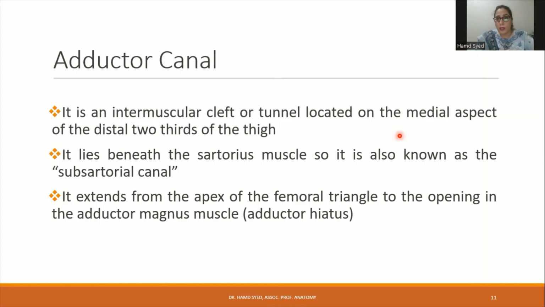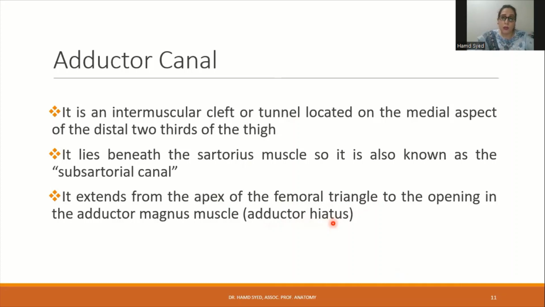This is a very commonly asked question, and the Adductor Canal, keep this in mind, is an intermuscular cleft or a tunnel which is located on the medial aspect of the distal two-thirds of the thigh. And it is lying beneath the sartorius muscle. So therefore, the adductor canal is also called the subsartorial canal. It extends from the apex of the femoral triangle to the opening in the adductor magnus muscle, and this opening is known as the adductor hiatus.